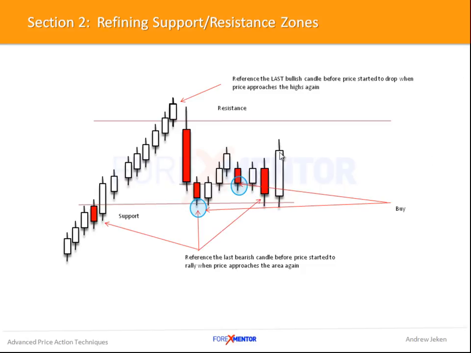And when price releases and it closes, remember we spoke about candle closes in one of the sections. Here again, we get a big release up. We want to reference the last bearish candle before price started to rally. Okay, when price approaches that area again, we can just mark that level off, and I'm looking to place a buy limit order if price comes back to this area, to play a little bounce off this bearish candle.